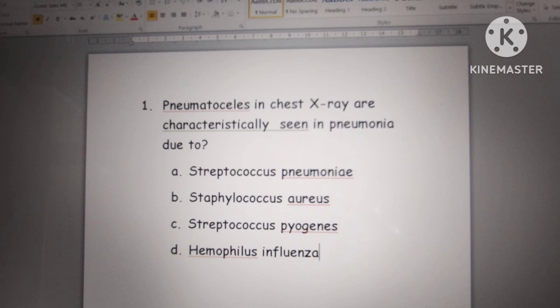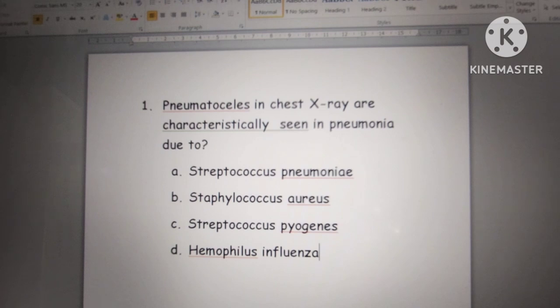The first question is, the pneumatoceles in chest X-ray are characteristically seen in pneumonia due to. The options given are Streptococcus pneumoniae, Staphylococcus aureus, Streptococcus pyogenes and Haemophilus influenzae. So here the answer is Staphylococcus aureus.